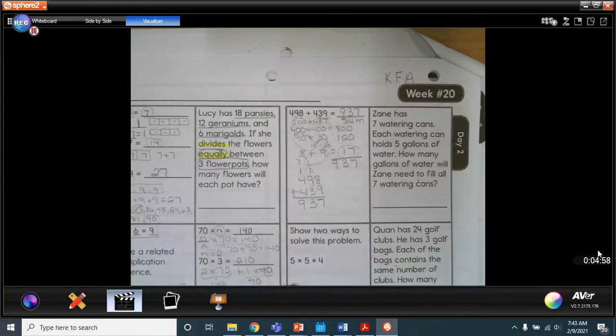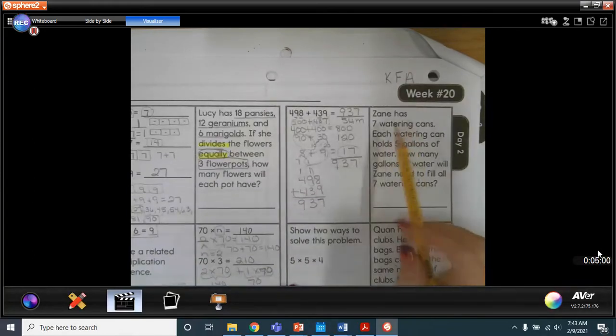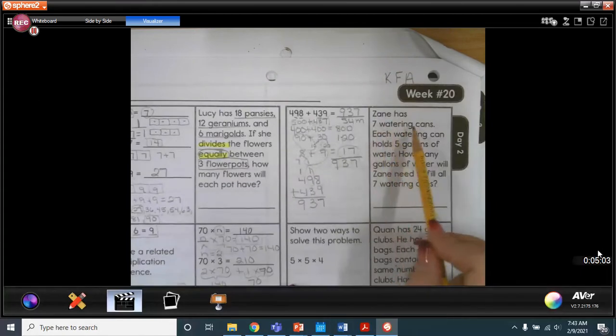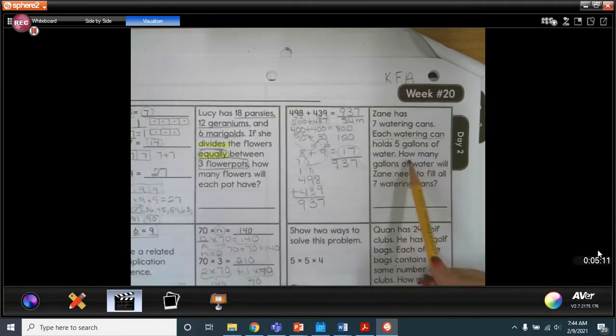So let's take a look at our story problem. Let's read it through. Zane has 7 watering cans. Each watering can holds 5 gallons of water. How many gallons of water will Zane need to fill all 7 watering cans? So we're looking for a total amount of water.